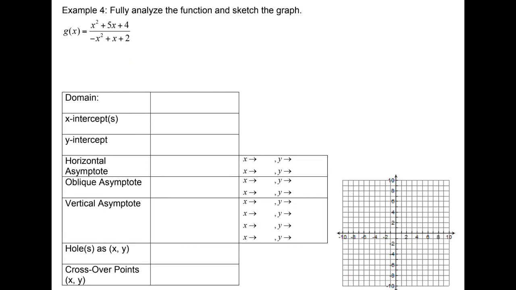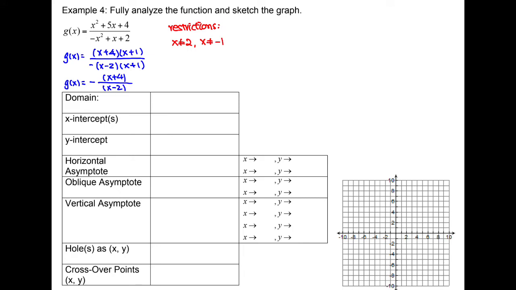Example 4. Step 1. Factor the function g(x) fully to get the reduced form. Then we state the restrictions. x cannot be 2 and x cannot be -1. Step 2. First, let's find our domain. x is a real number such that x cannot be -1, x cannot be 2. Second, x-intercept: let y equal 0 to solve for x. The x-intercept will be at -4.